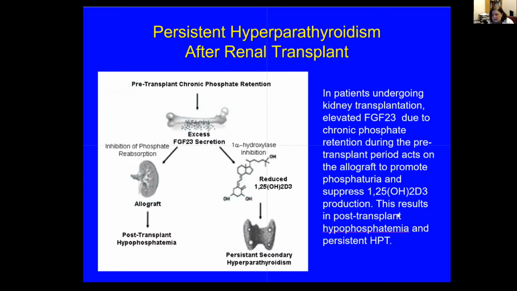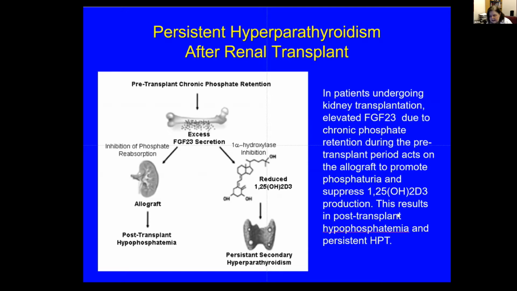Another hypercalcemic condition is what we see after renal transplant. If the hypercalcemia persists over 2 years, then they are referred to me for evaluation of tertiary hyperparathyroidism. And this is due to elevated FGF23 during the renal insufficiency phase, which persists and suppresses the renal calcitriol production.